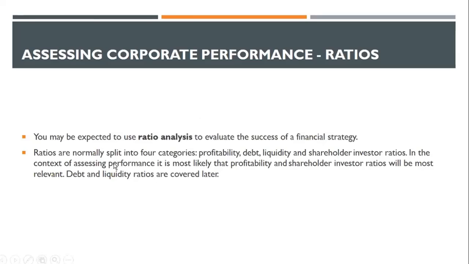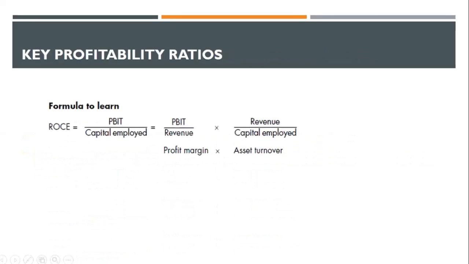So ratios are normally split into 4 categories. I'm sure you people remember we did it in F3. Honestly, we started doing it in ACCA F3. Then we did them in F7. Then we did them in F9. And now we are talking about T4, AFM. Same, profitability, debt, liquidity, shareholders, and investor ratios. So key ratios are the same, which we did before.